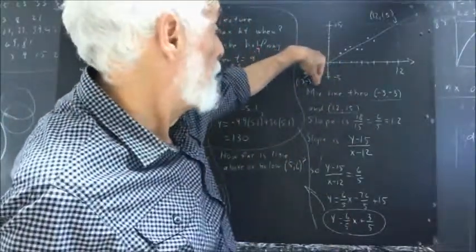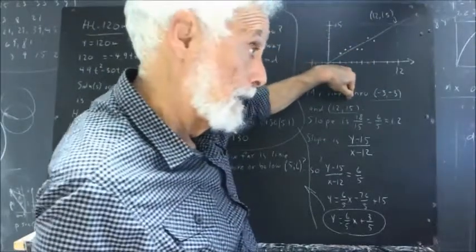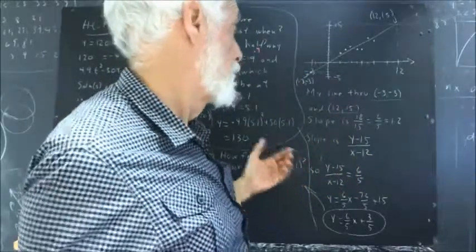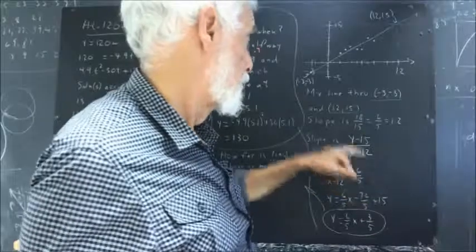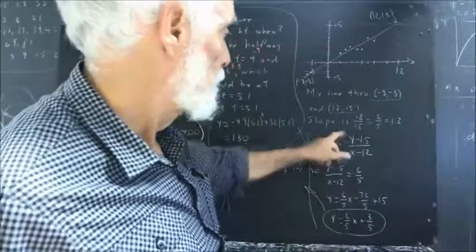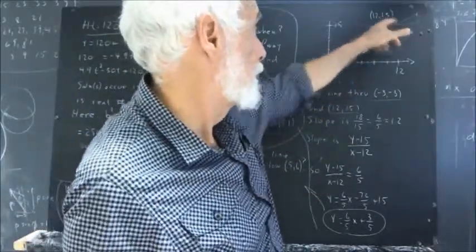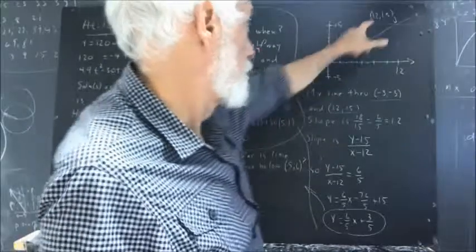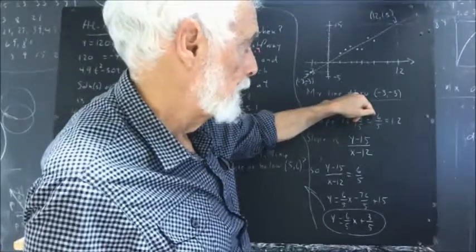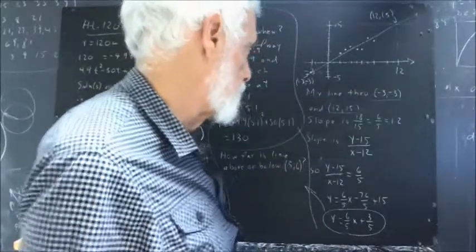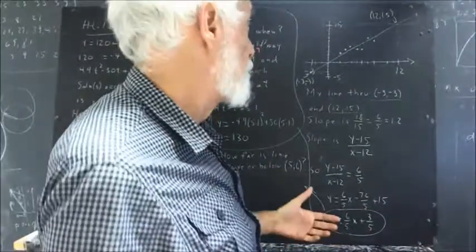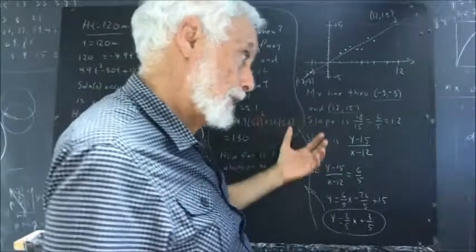Okay, anyhow, my line goes through -3, 3, and 12, 15. So it's really straightforward to find the slope of the line and then to find the equation of the line. Okay, the slope, well, the rise from -3 to 15 is 18. The run from -3 to 12 is 15, so the slope is rise over run. 18 over 15 reduces to 6/5, and if you want the decimal approximation, which I'm not going to use in the solution, it's 1.2.